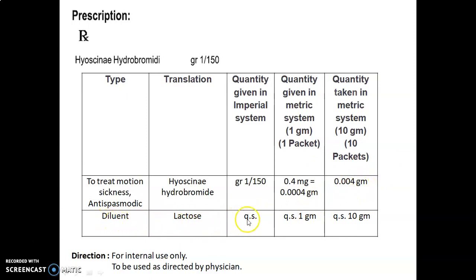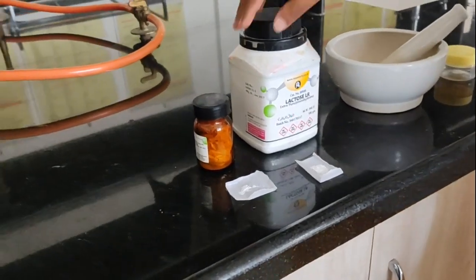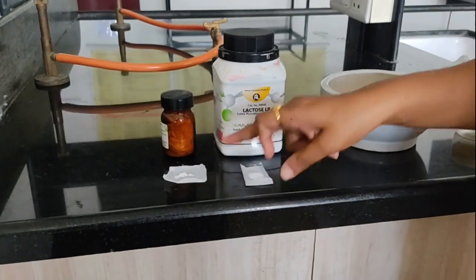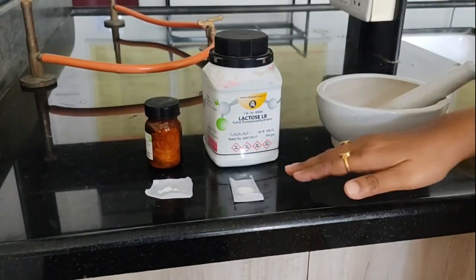Lactose is used as a diluent. Quantity given in the imperial system is quantity sufficient. Quantity given in the metric system to prepare 1 gram is quantity sufficient up to 1 gram, and the quantity taken to prepare 10 grams, that is 10 packets, is quantity sufficient up to 10 grams. Direction: for internal use only and to be used as directed by physician. This hyoscine hydrobromide is a potent drug, so it should be used in a small quantity, and lactose is used as a diluent.